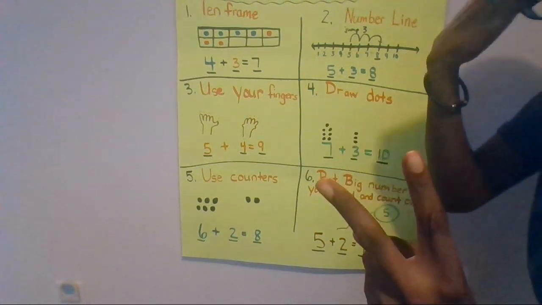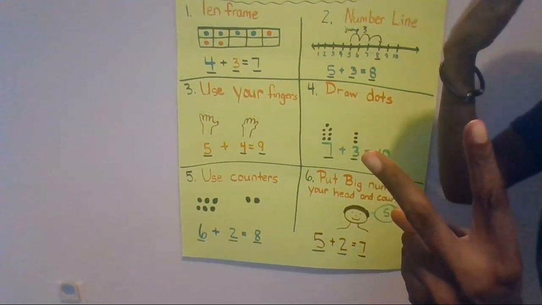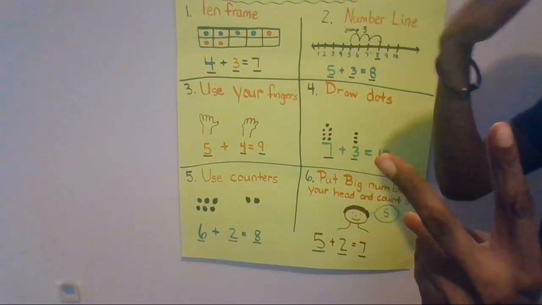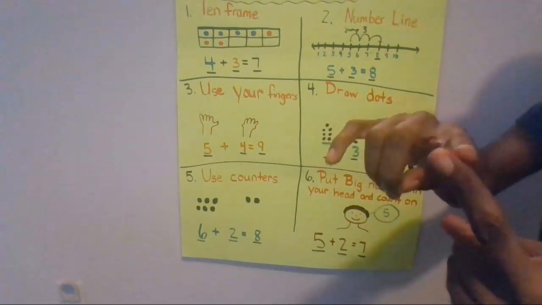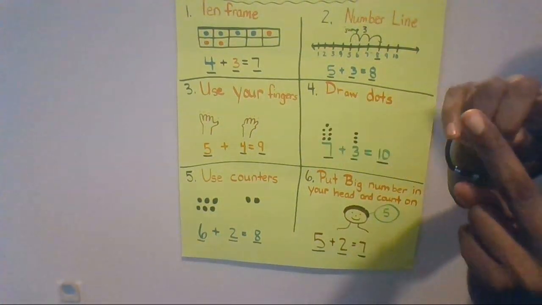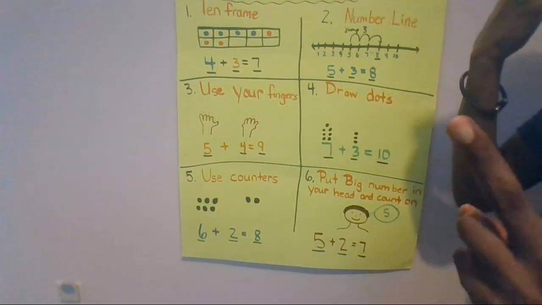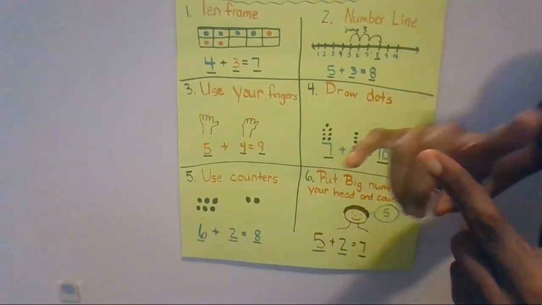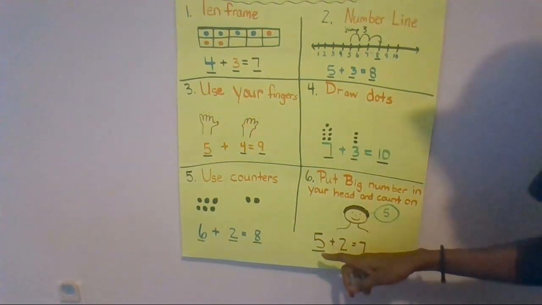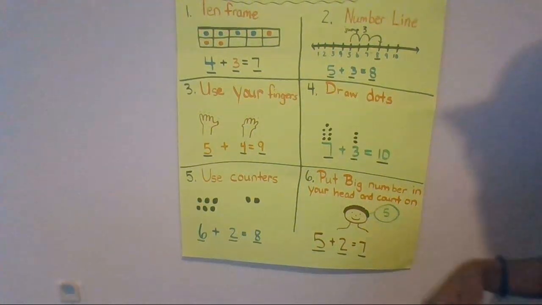All right? So touch your head and say 5 and keep counting using your fingers. 5. Keep going. What comes after 5? 6. And what's the other one? 7. All right? Let's do it again. 5 plus 2 is 5, 6, 7. Count on from 5. So 5 plus 2 equals 7.